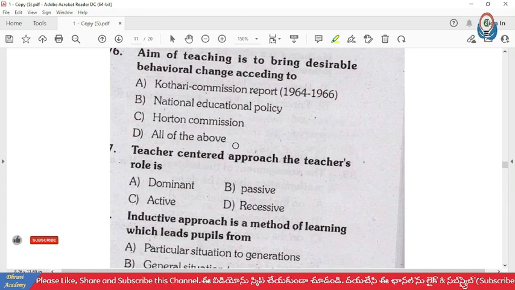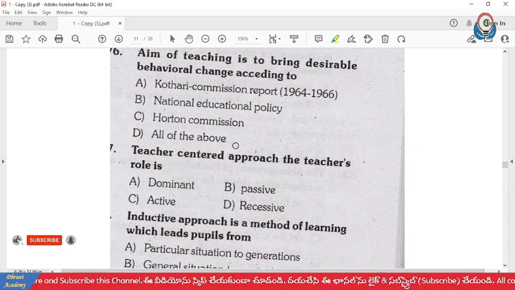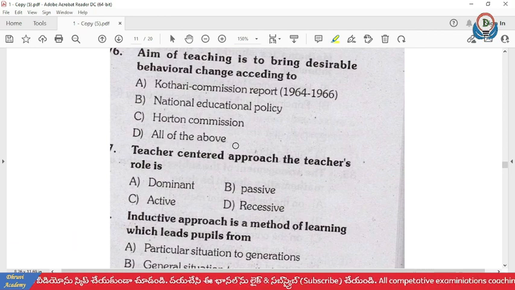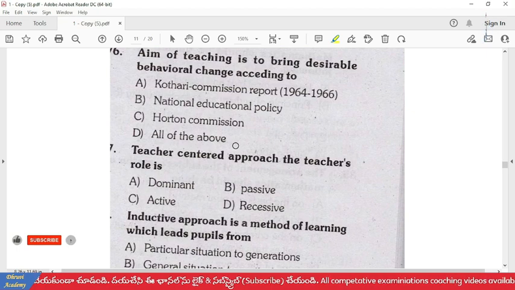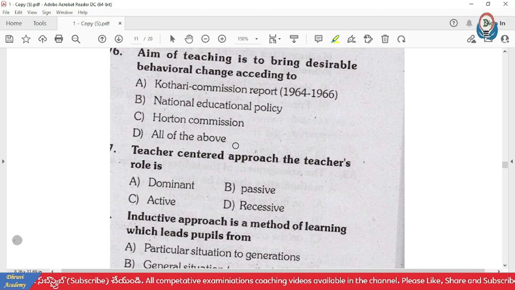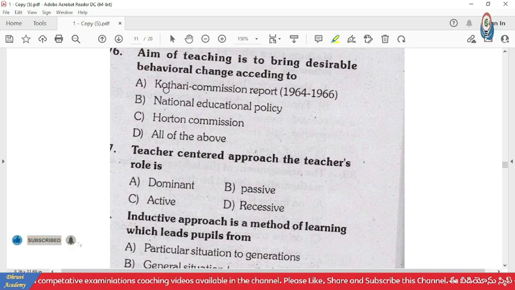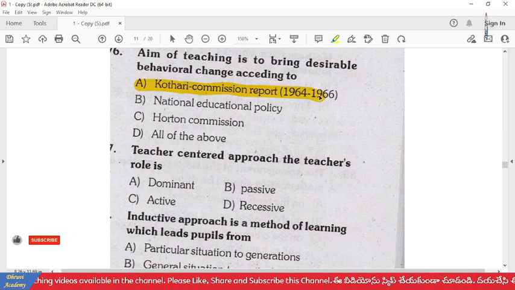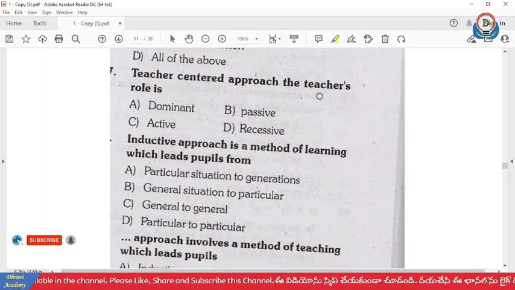Aim of teaching is to bring desirable behavior change according to A. Kothari Commission report in 1964 to 1966. B. National Education Policy. C. It's a Horton Commission. D. All the above. Which is the right answer? Its answer is aim of teaching is to bring desirable behavior changes according to Kothari Commission 1964 to 66. This is the right answer.